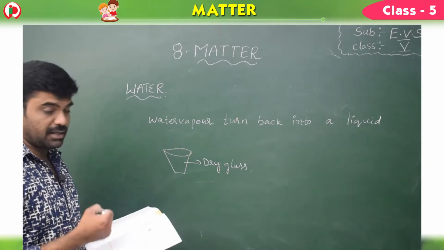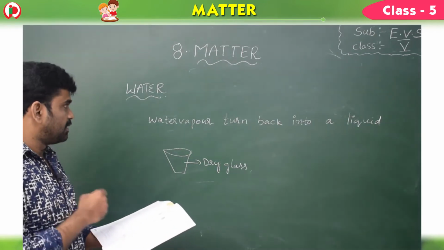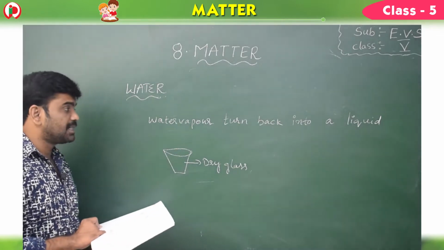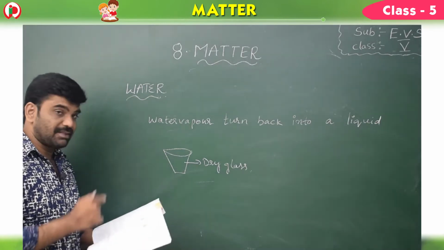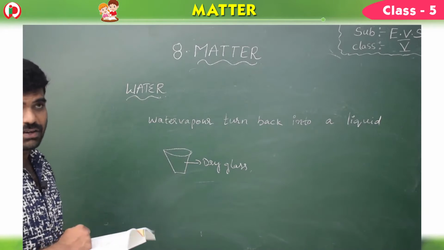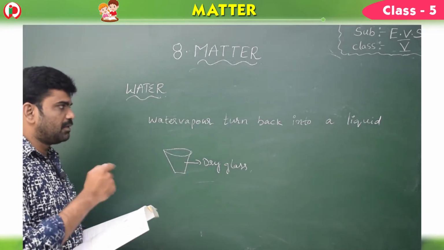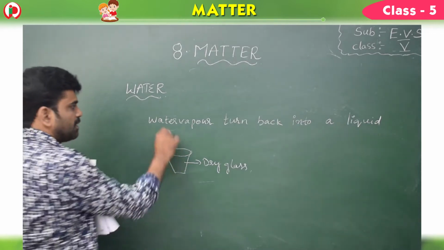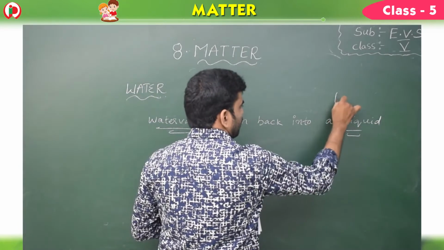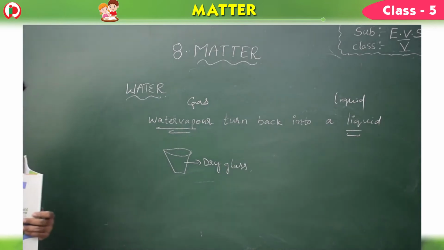Children, now let's see another interesting type of matter change that is because of water. Here, see, water vapor turns back into a liquid. You have seen solid is converted to liquid, liquid is converted to solid, and liquid is converted to vapor. Now this gas is converting into liquid. Why? Because water vapor is a gas. The gas is converted to liquid. How is it possible? Let's see.